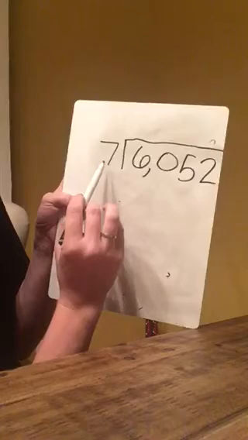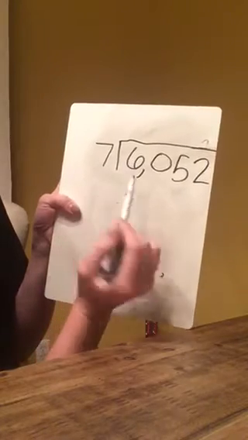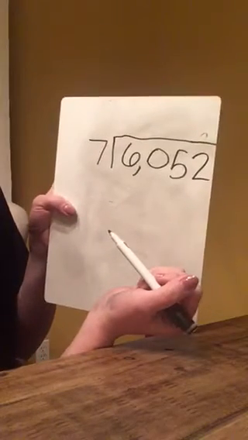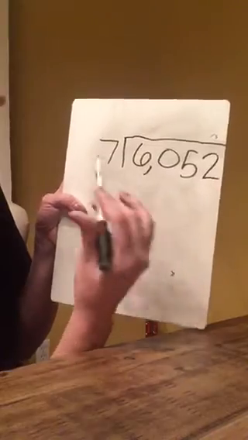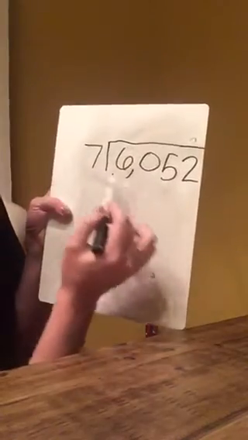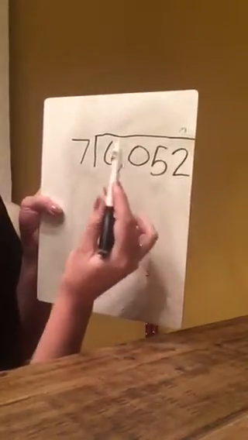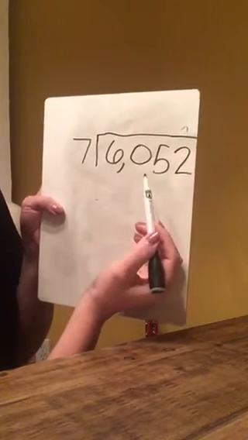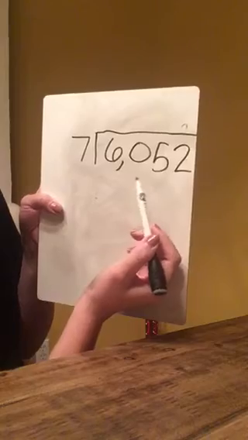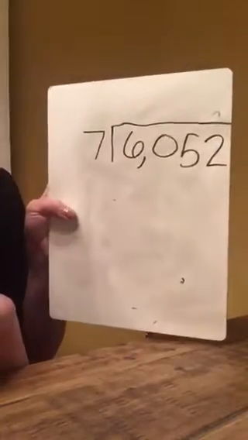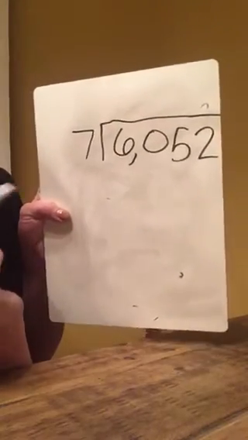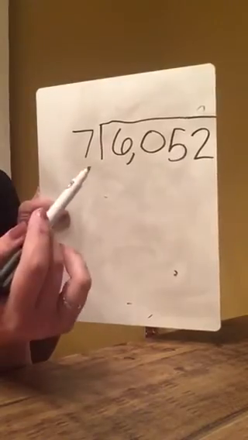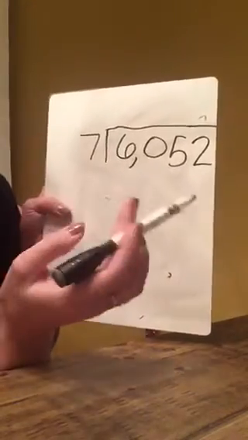Okay, so we know that 7 cannot go into 6. That is not something that we can do, but 7 can go into 60. So the question that you have to ask yourself is, how many times does 7 go into 60? If you're struggling with your multiplication facts a little bit, it might be hard for you to just think off the top of your head what you would multiply by 7 to get you closest to 60.